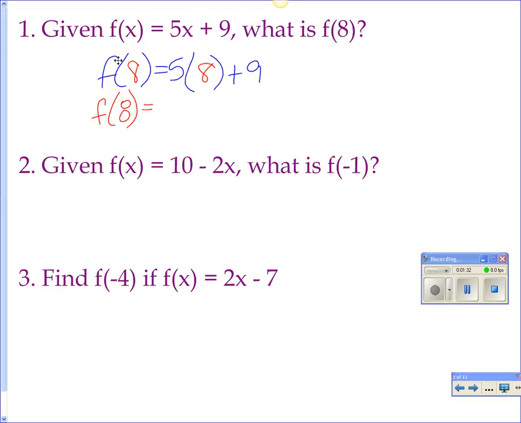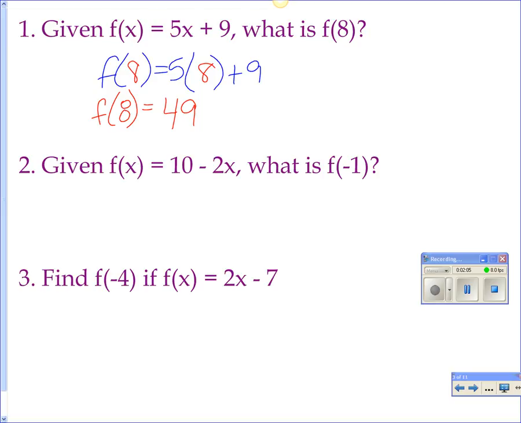You may use your calculator today. In my calculator, you can type all that in at one time. So I would type in 5, parentheses, 8, plus 9, all on one line, and press enter. What are we getting? 49. Okay, that's the answer.